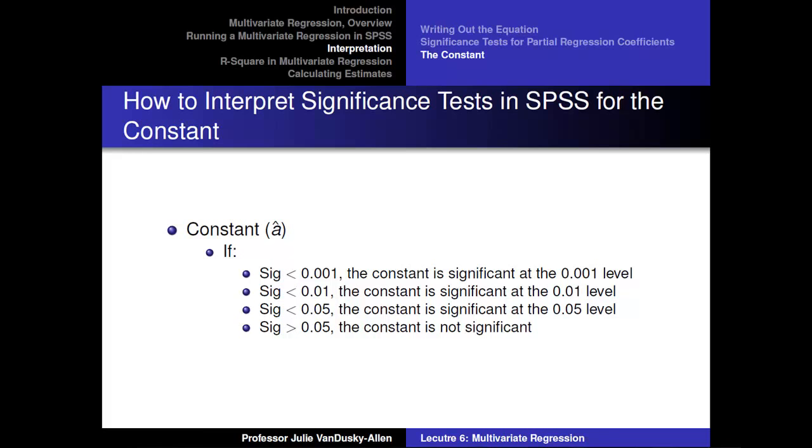If the sig value is less than 0.001, then the constant is significant and different from 0 at the 0.001 level. If not, move on to the next step. If the sig value is less than 0.01, then the constant is significant and different from 0 at the 0.01 level. If not, move on to the next step. If the sig value is less than 0.05, then the constant is significant and different from 0 at the 0.05 level. If not, then the constant is not significant and is indistinguishable from 0.